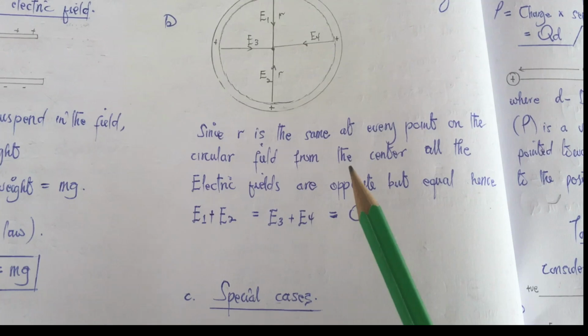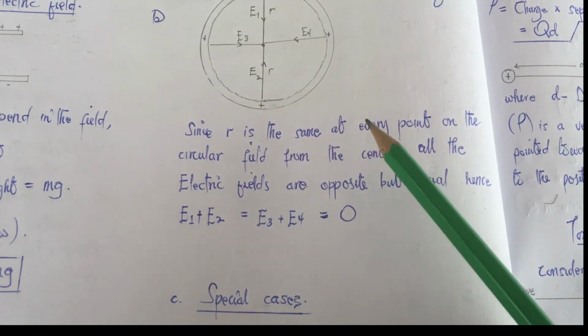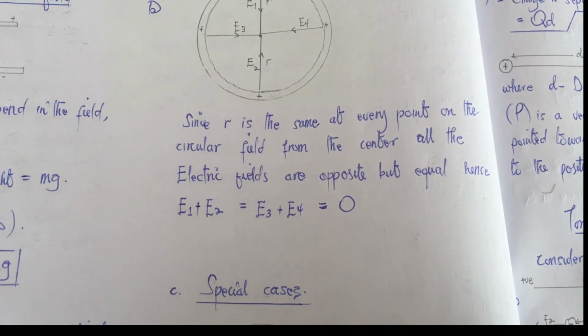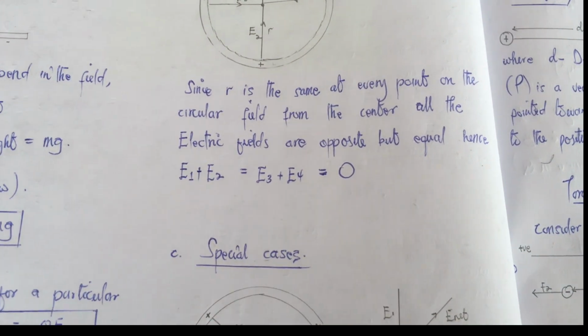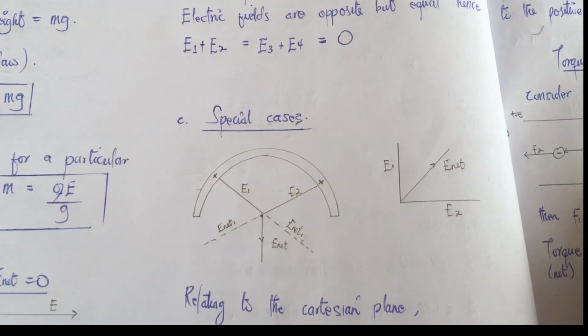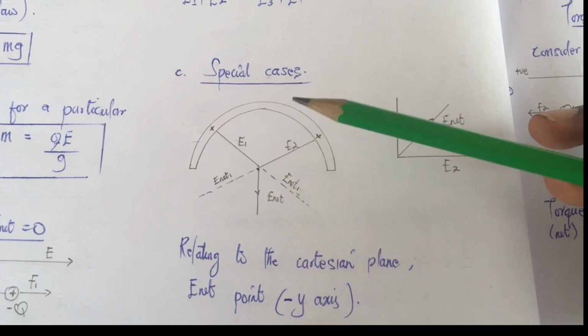Okay, so this is it. Since our r is the same at every point, the radius is the same at every point from the center. For that matter, the electric fields are opposite but equal. Hence, everything will be zero. But let's consider this special case, where our electric field won't give us zero.